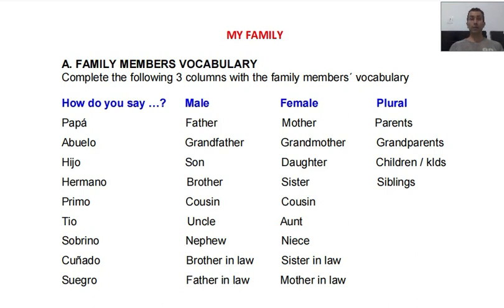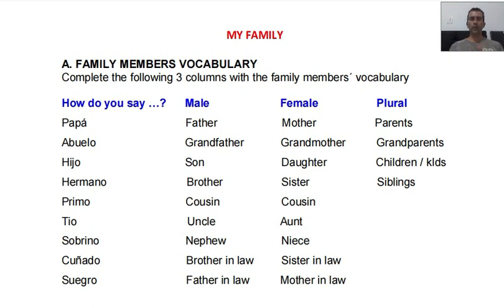Primo, cousin, cousin. Tío, uncle, aunt. Sobrino, nephew, niece. Cuñado, brother-in-law, sister-in-law, that will be the female. Suegro, father-in-law, mother-in-law. Okay, so let's practice the pronunciation.